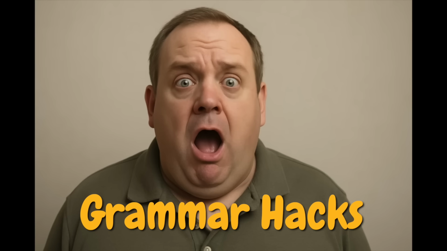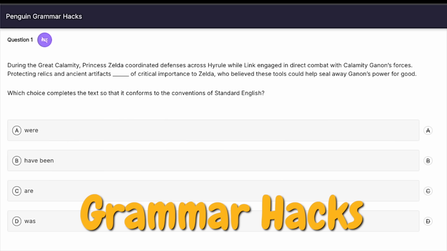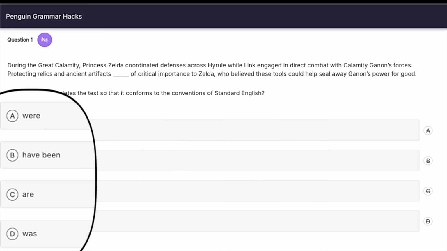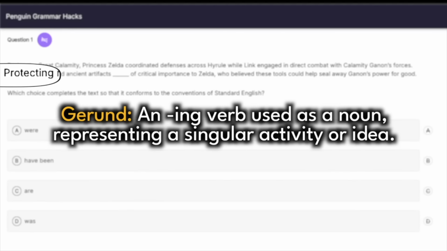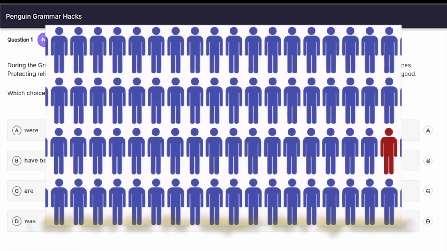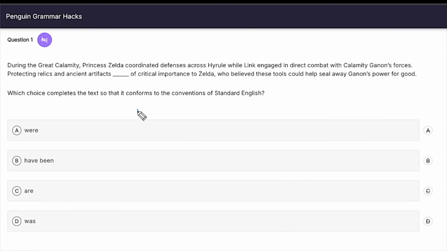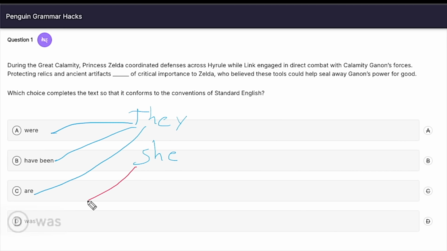Now, if you were a total nincompoop, you could look at this question and match the verbs to the subject of the sentence, perhaps even erroneously choosing A because relics and ancient artifacts are plural. The main subject is actually a gerund, protecting, which is a singular activity. Or you could just use the odd verb out trick. Simply consider the words they and she, which can be substituted with he or it as well, and match them to your answers. They were, they have been, they are, she was.